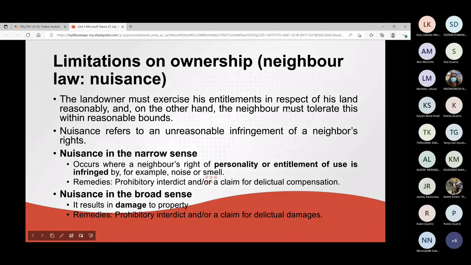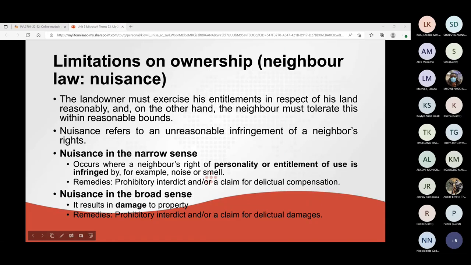Now, another category that places limitations on ownership is neighbor law. When you are the owner of a house and you live in a residential area, you must exercise your entitlements in respect of your land reasonably. And on the other hand, your neighbor must tolerate how you use your property within reasonable bounds.